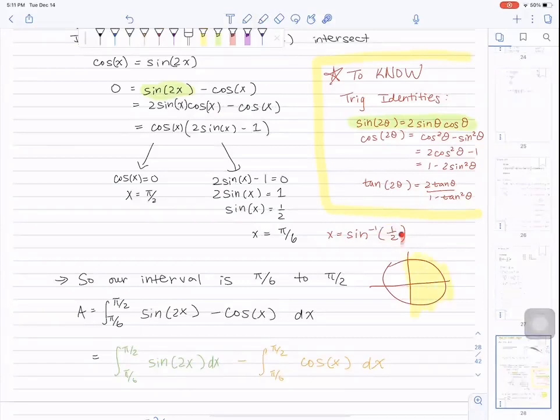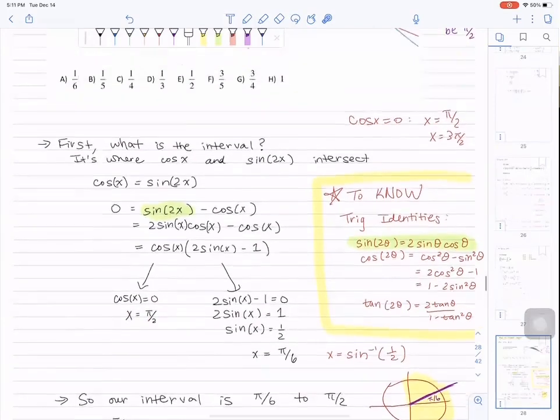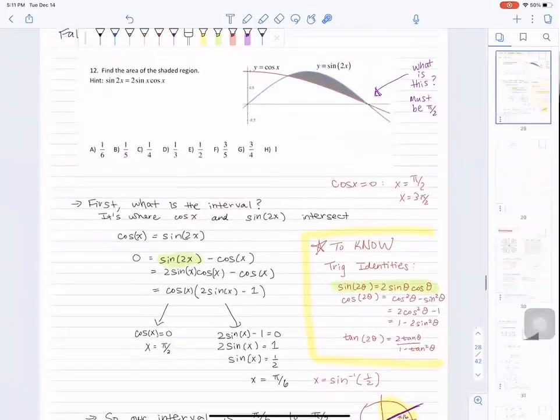When does sine equal a half? That's around this purple point right here, which is pi over 6. And when does cosine x equal 0? Again, that's when x equals pi over 2. Pi over 2 was the point we already knew about, where they intersected. Pi over 6 is this other point that we needed to find.